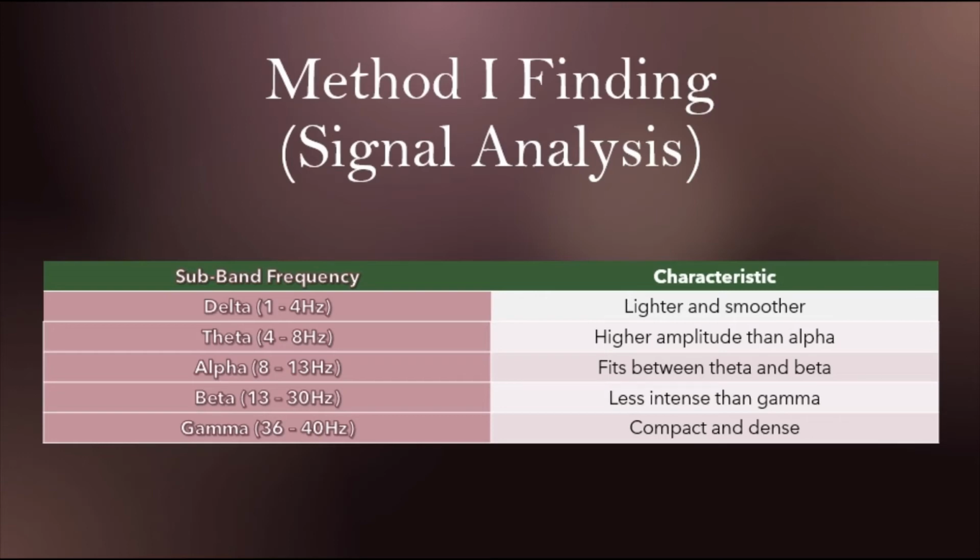First is the delta. Delta activity is predominantly found in infants, or we can say in babies. Delta waves are associated with deep stages of sleep in older subjects, and that's why we managed to get a lighter and smoother signal.